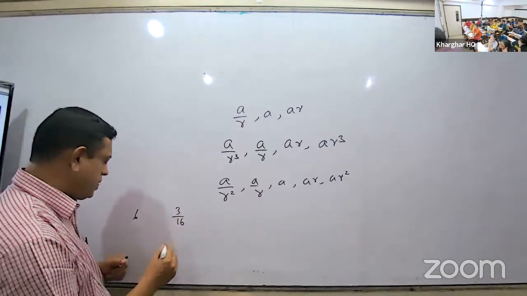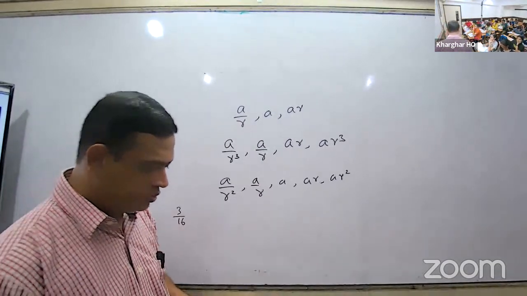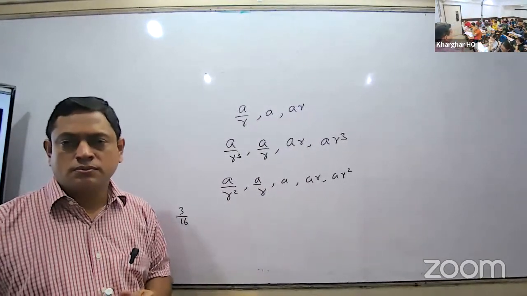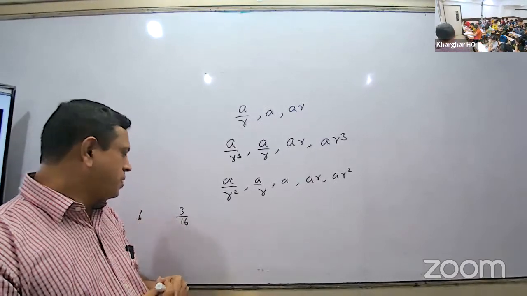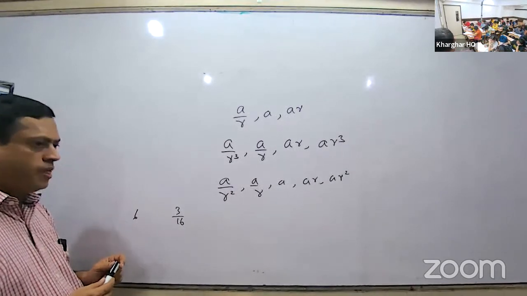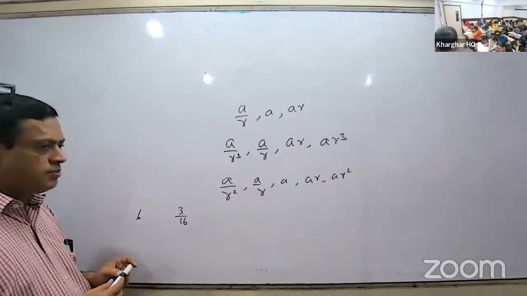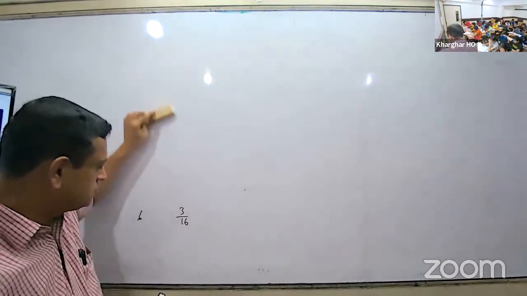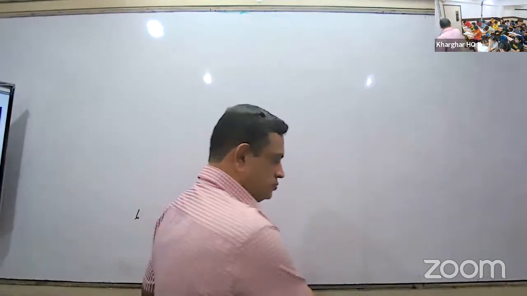Right, question. Insert 4 geometric means between 6 and 3 by 16. How many geometric means do you have to get? 4.